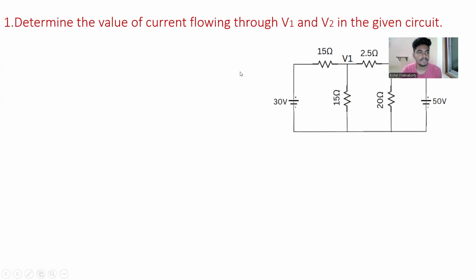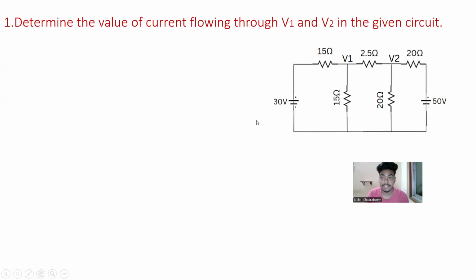The first question is to determine the value of current flowing through V1 and V2 in the given circuit. The circuit is on our screen. Let us start the question with a few steps. Firstly, let us see what is actually KCL.